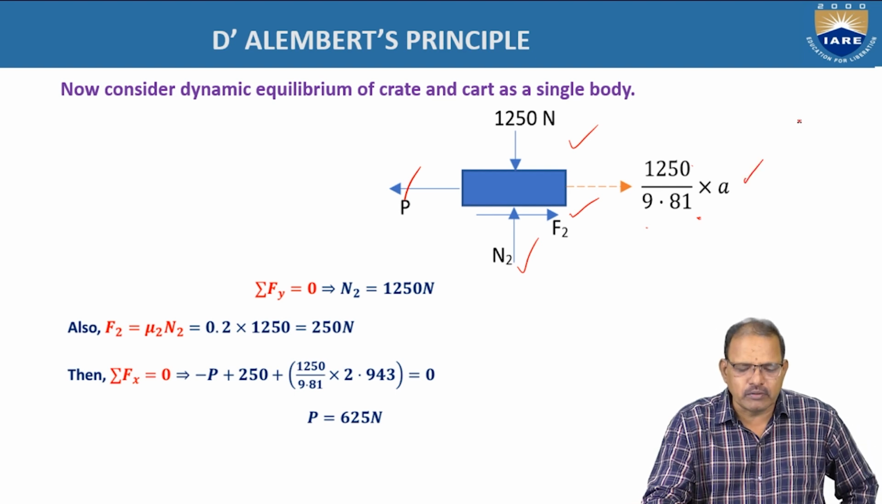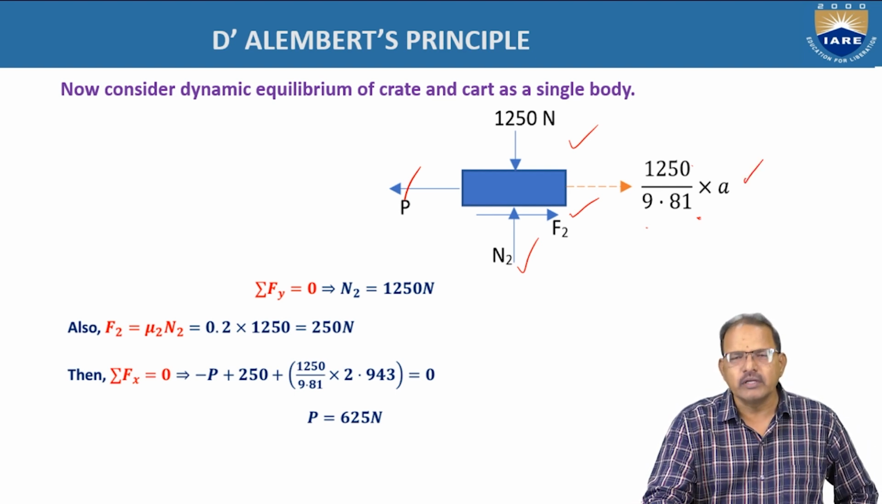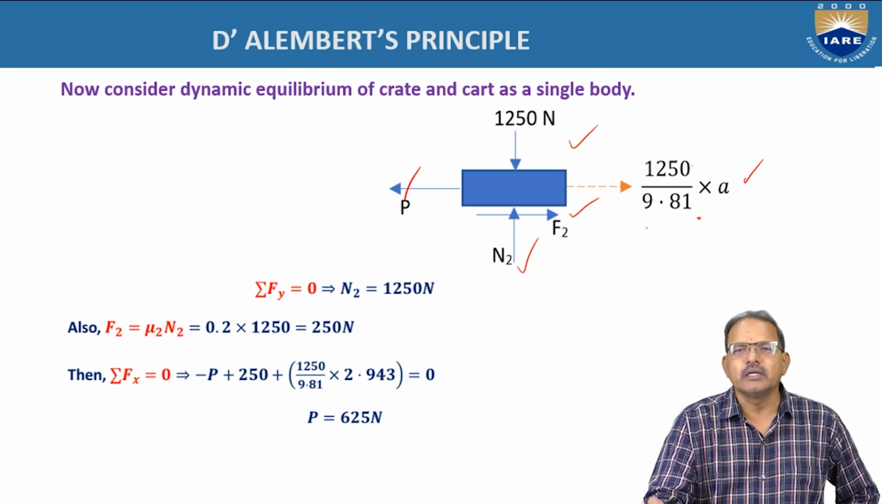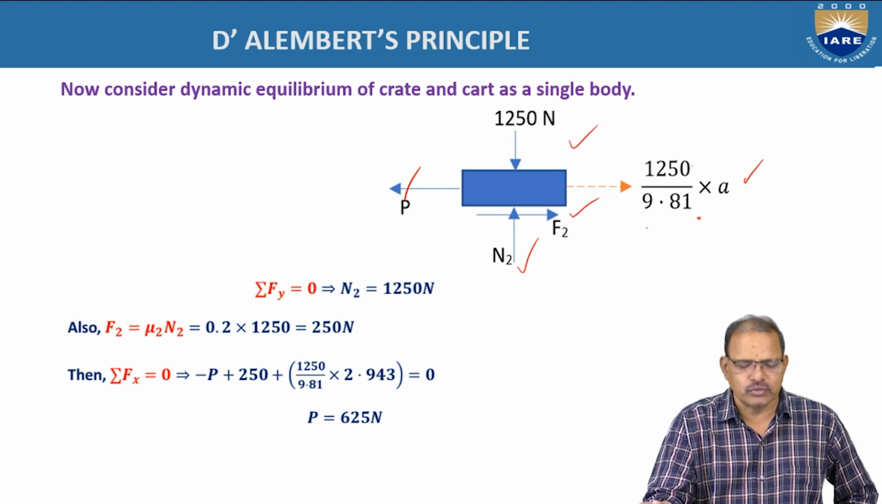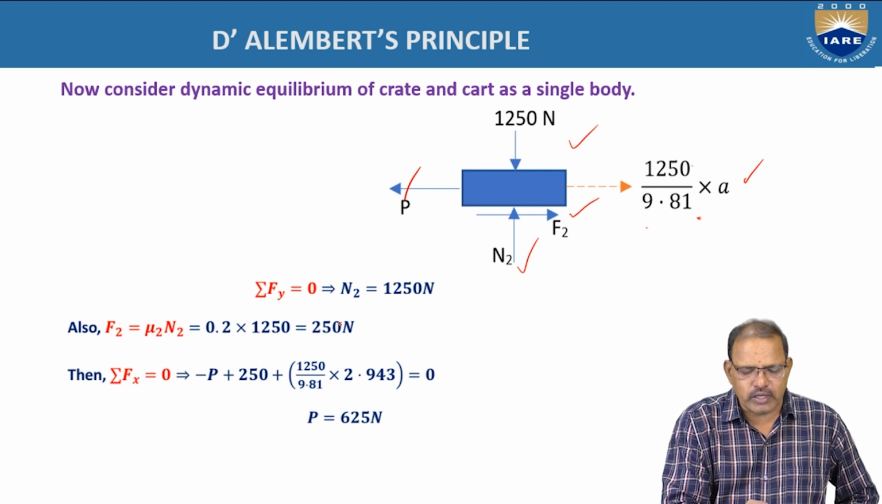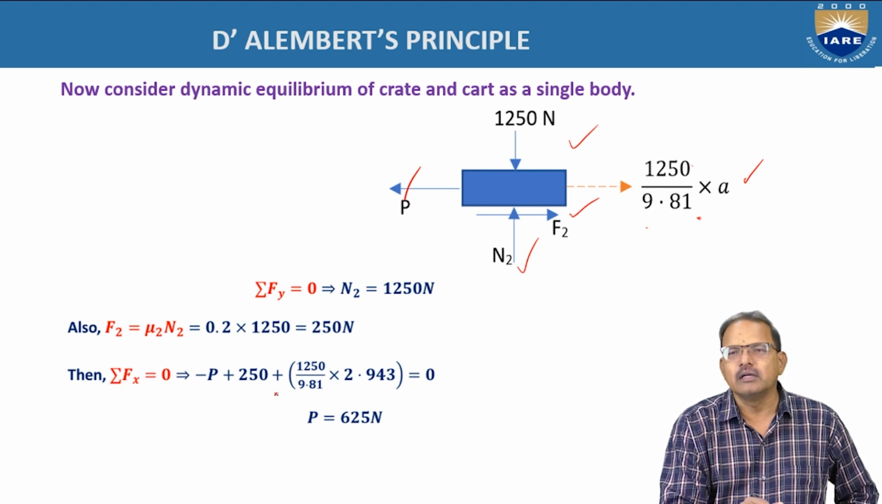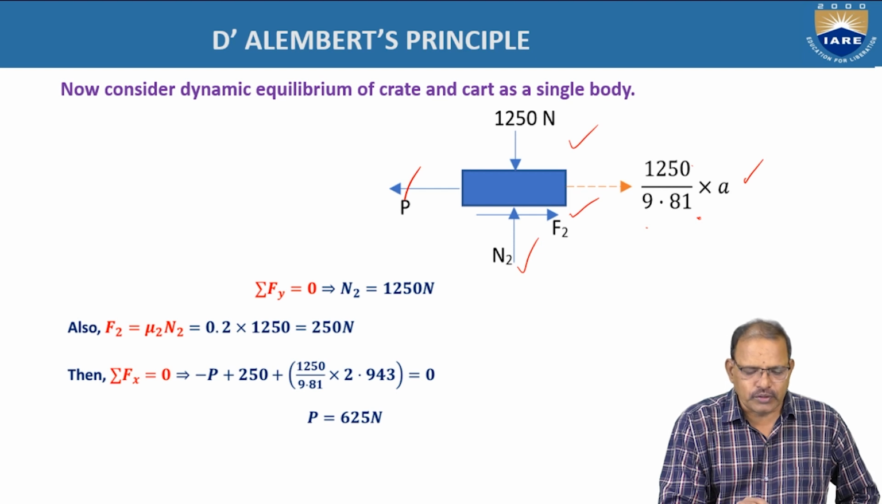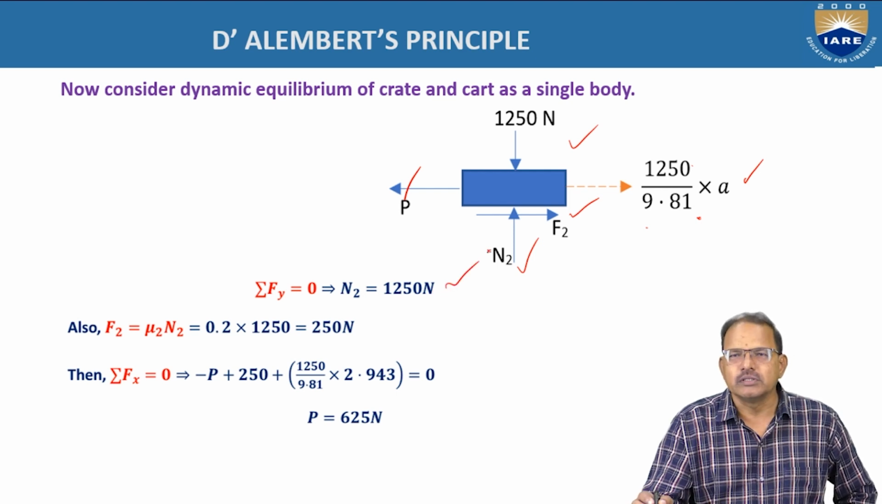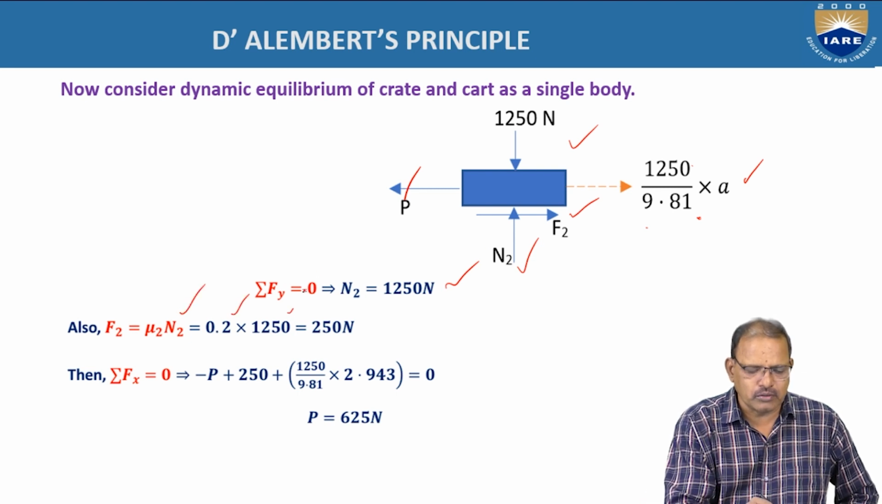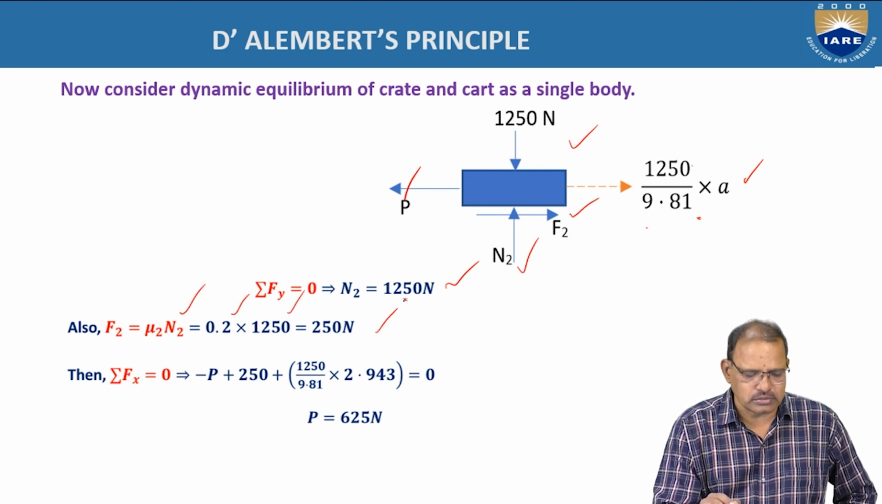Since there is no slipping between the crate and cart, the weight of the cart and the crate are both added and treated as a single body, which is equal to 1250 newtons. So sigma Fy is equal to 0, since the body is moving in the direction of the applied force. From this relationship we got N2 equal to 1250 newtons. Friction force is equal to mu 2 into N2, 0.2 into 1250. It is equal to 250 newtons.